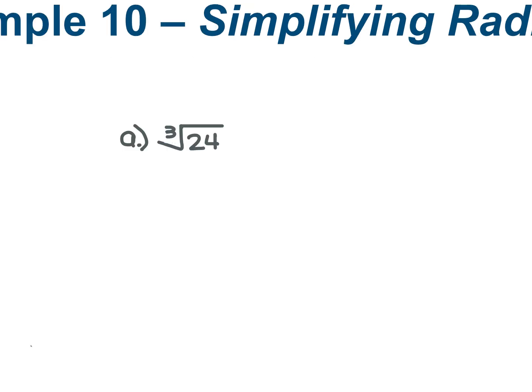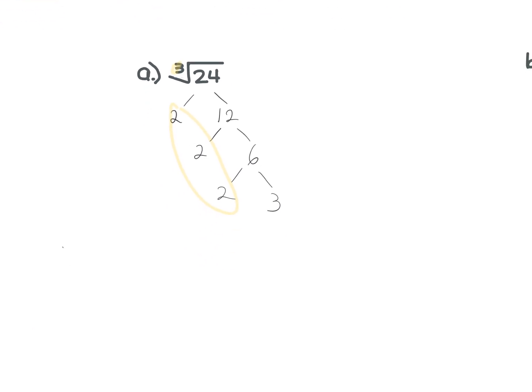So for this one, again, I'm going to just use the factor tree. It's my preferred method. If you do it differently, that's fine, as long as you show me the work. So I have it separated into 2 and 12, 2 and 6, 2 and 3. Now, because the index is 3, I look for 3 of the same kind. In this case, I have those 2's. So my final answer for this problem is going to actually be 2, and then the cube root of 3.